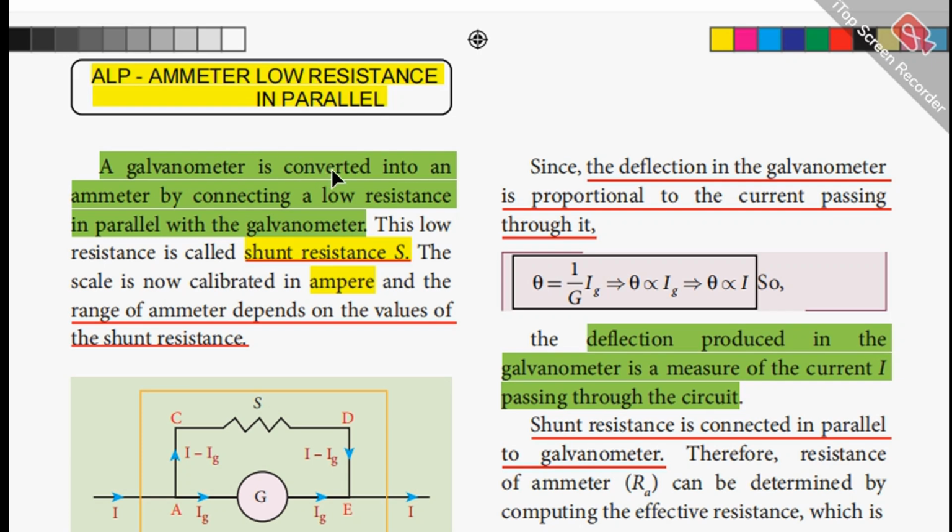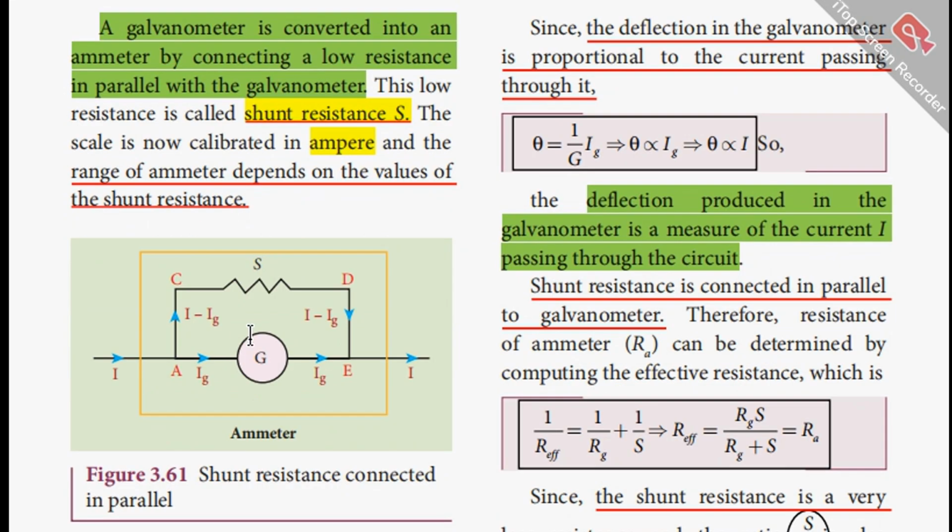So a galvanometer is converted into an ammeter by connecting a low resistance in parallel with the galvanometer. And this low resistance is called the shunt resistance S. The scale is now calibrated in ampere. The range of the ammeter depends on the value of the shunt resistance used.